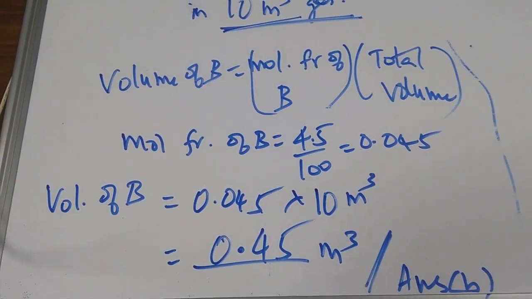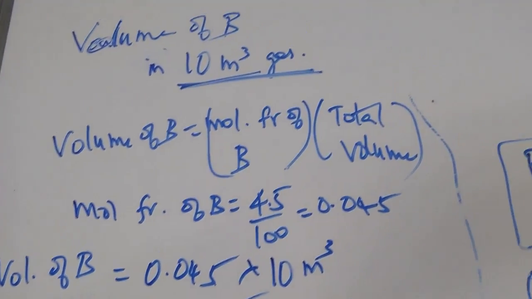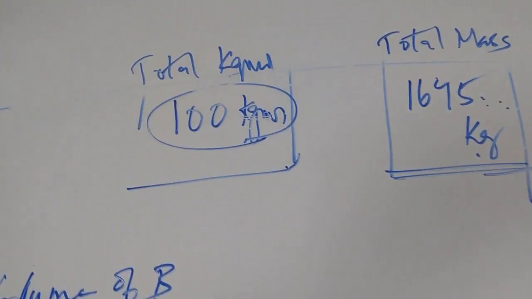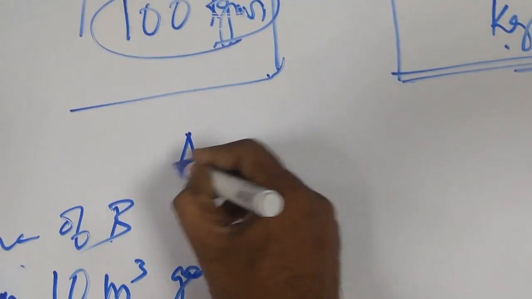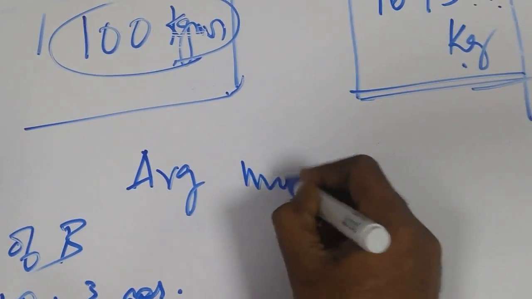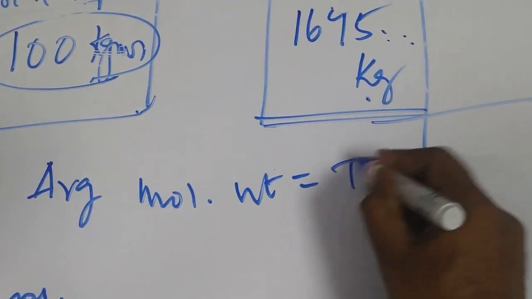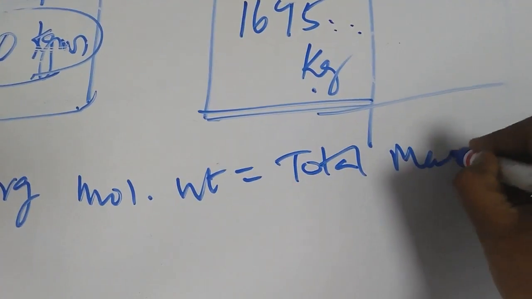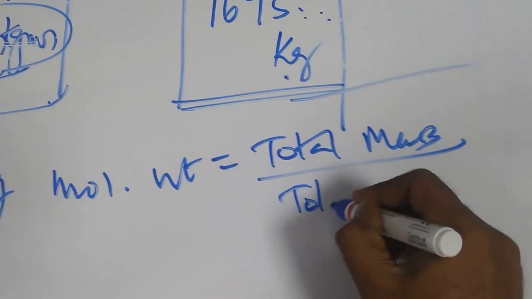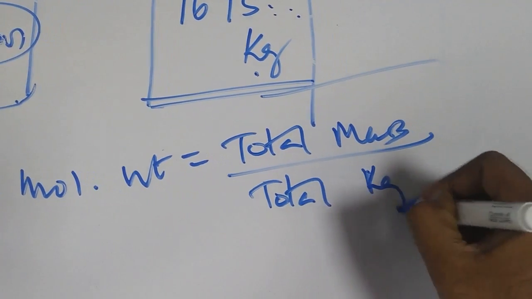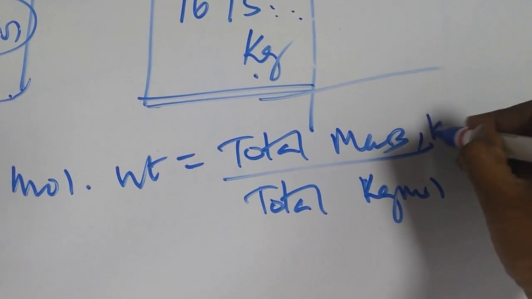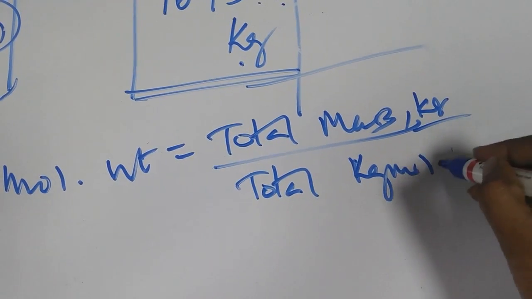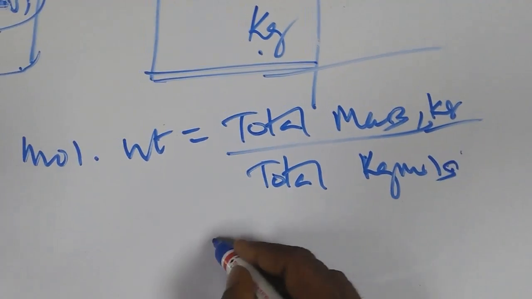Okay, to determine the density we will first find the average molecular weight. How will you get the average molecular weight? Average molecular weight is equal to total mass by total kg moles. Total mass in kg, total kg moles. So what do you get?